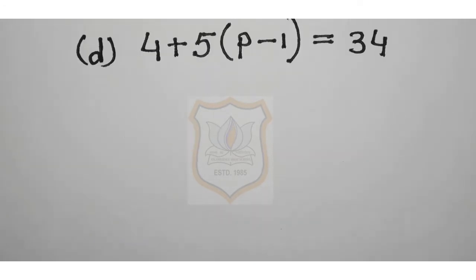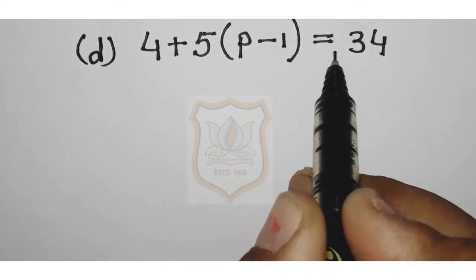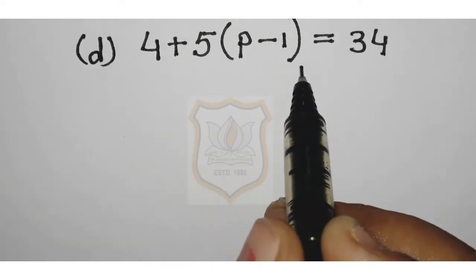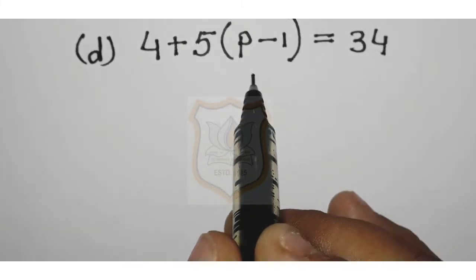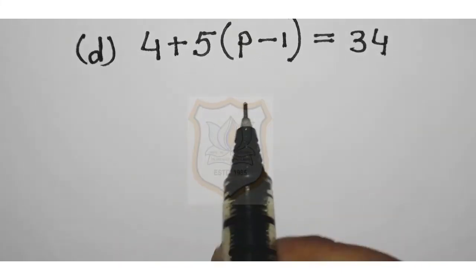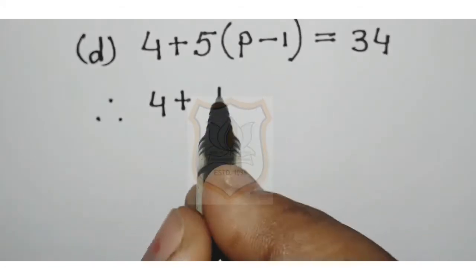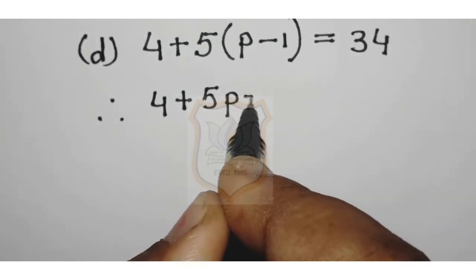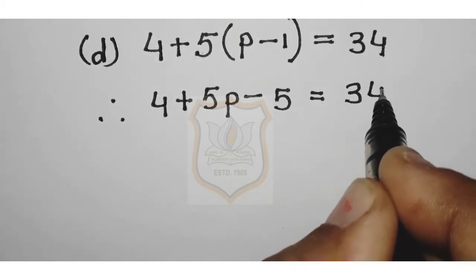Hence, let us solve D part of question number 3, and that is 4 plus 5 bracket p minus 1 bracket close is equal to 34. To solve this equation, first we have to open this bracket. To open this bracket, we have to multiply this 5 by p and then this 5 by minus 1. Therefore, 4 plus 5 into p is equal to 5p, minus 5 ones are 5, is equal to 34.